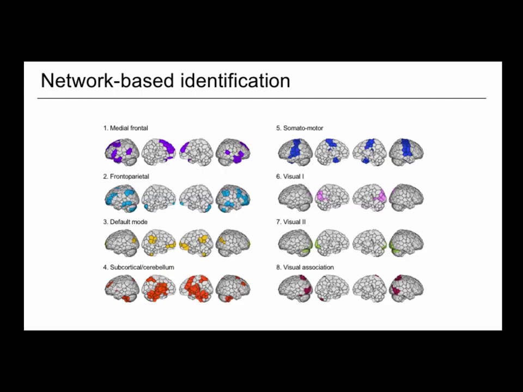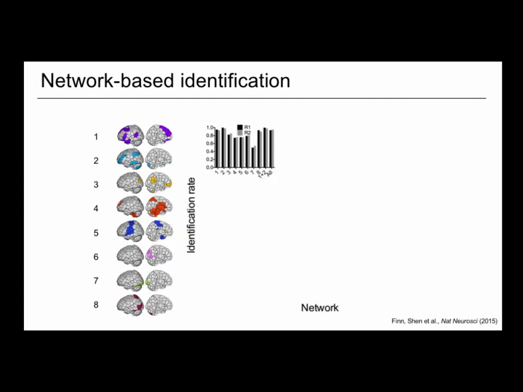And so to look at that, we took our 268 nodes and split them up into 8 different functional networks that you can see here. And for the next set of analyses, we were limiting identification to just the within network connections or the within network edges in each of these networks in turn to see if some of them would do better than others. And we found that indeed they did.